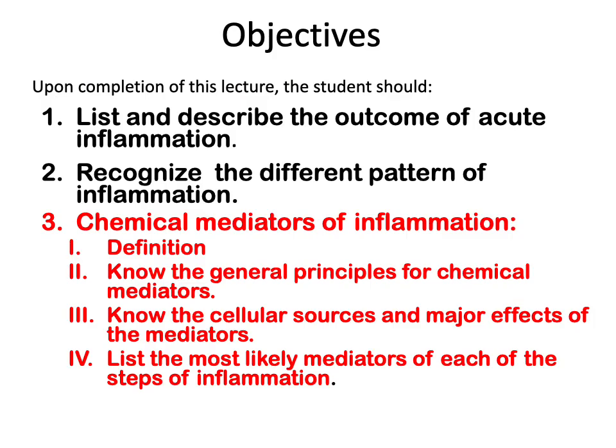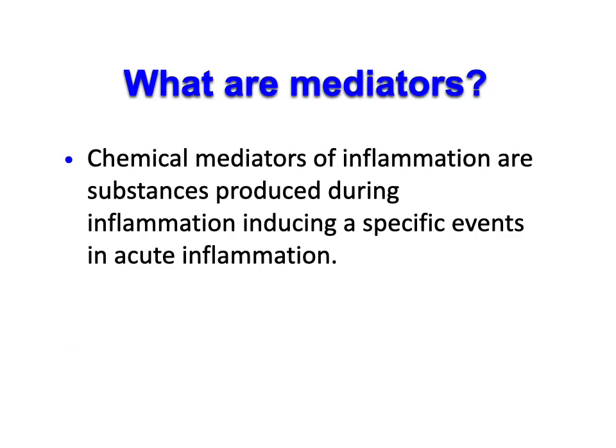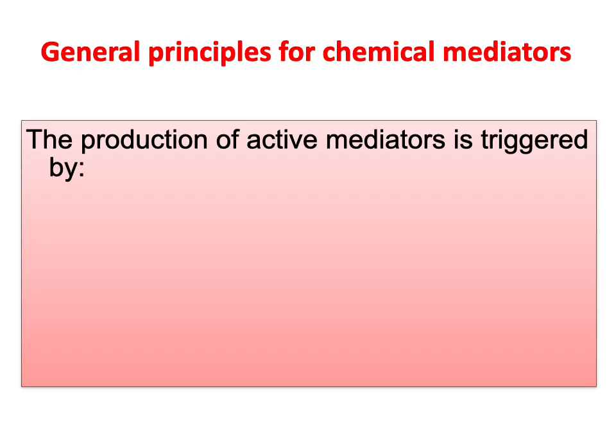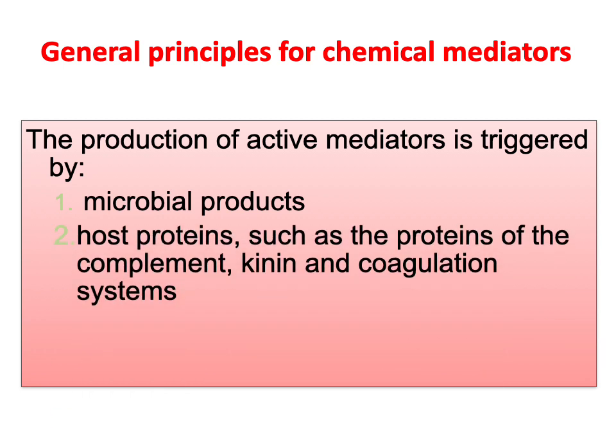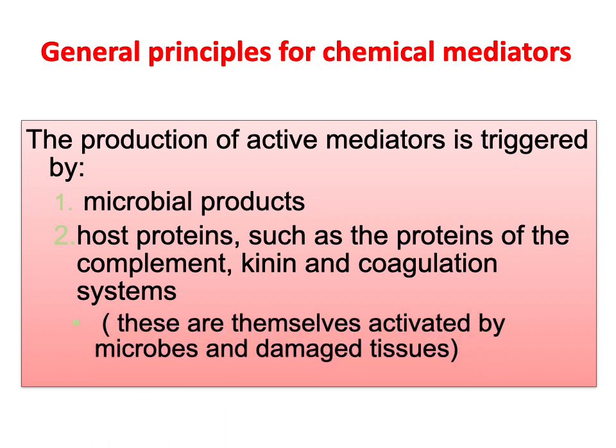Okay. Now, what are the chemical mediators of inflammation? We've actually talked a bit about some of them, but basically these are chemicals that to some extent participate in the inflammatory process. How are these produced? They are usually produced through the presence of microbial products, through certain pathways that lead to the production of these chemical mediators, and these would include the complement system, the coagulation system, and the kininogen systems.